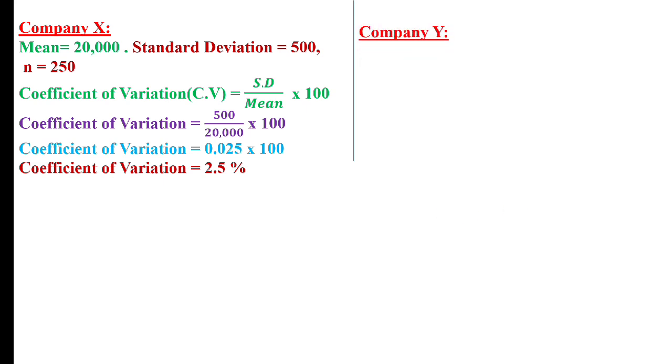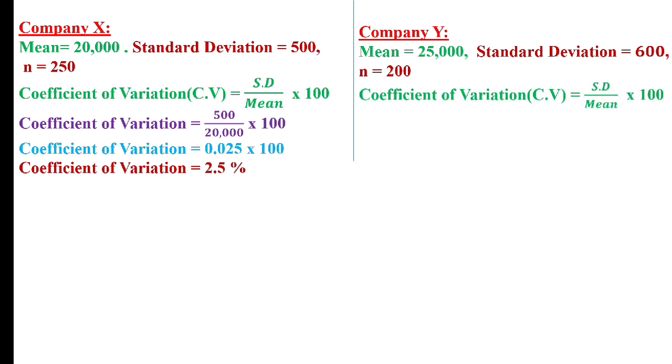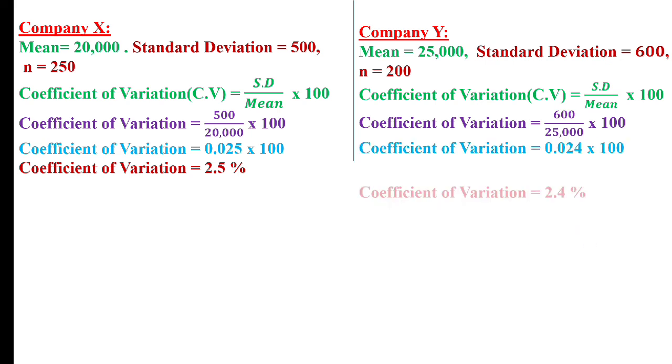Company Y will be considered: mean 25,000, n equals 200. Use that formula: 600 divided by 25,000 into 100. Simplified, we will get 2.4 percentage. After simplification, we get the coefficient of variation: company X 2.5, company Y 2.4 percentage.